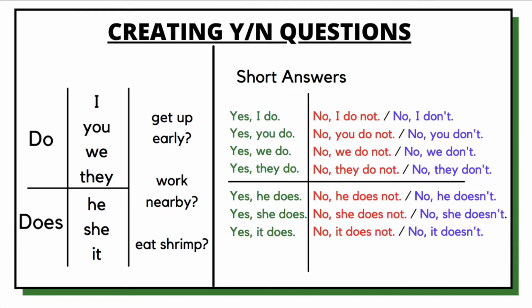We could also say, does she work nearby? And an answer could be, yes she does, or no she doesn't. We might also ask, does it eat shrimp? And we could say, yes it does, or no it doesn't.